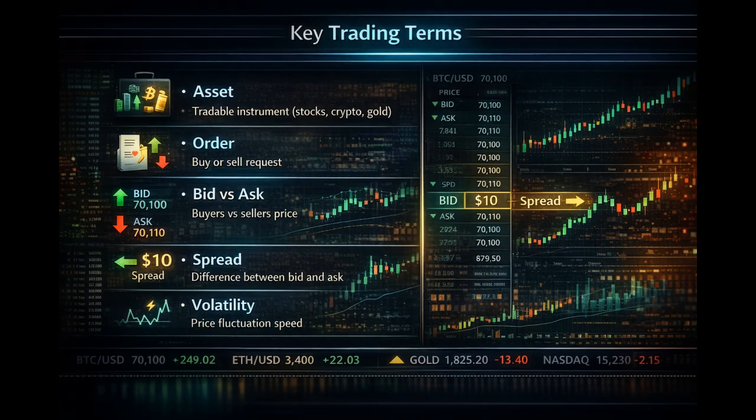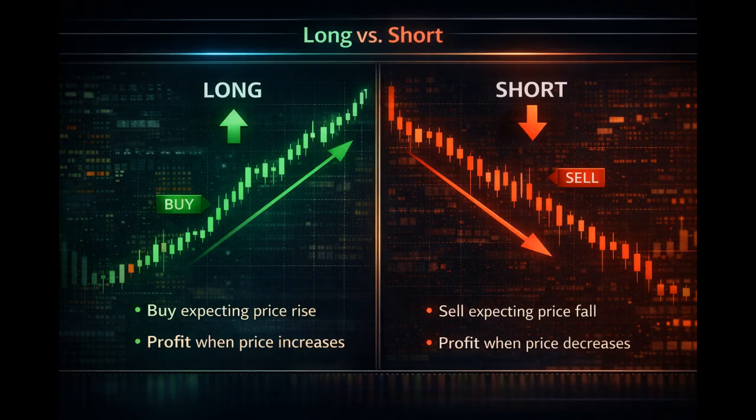Spread. The spread is the difference between the bid and ask price. If the bid price is $70,000 and the ask price is $70,010, the spread is $10. A smaller spread generally indicates higher market liquidity. Long position. A long position means buying an asset with the expectation that its price will increase. For example, a trader buying Bitcoin at $70,000 expecting it to reach $75,000 is taking a long position.